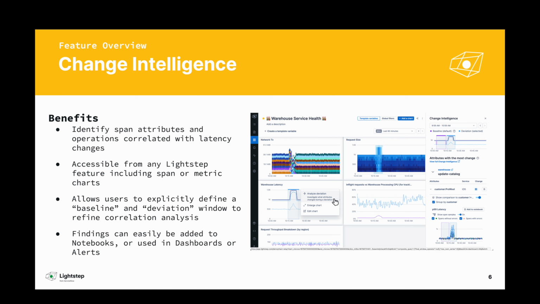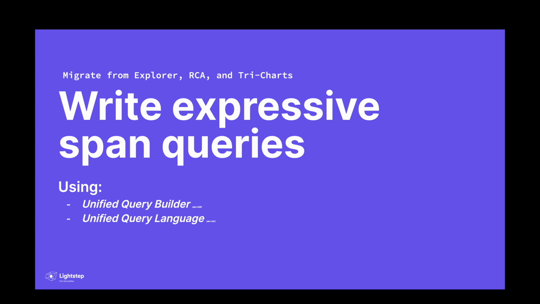Then, Lightstep will get to work searching across your stack to find the operations and attributes that are statistically correlated to the change you're investigating. Each finding can be easily added to a notebook for further investigation or used in a dashboard or alert condition. Now that we've explored each of our unified core features, we can walk through each updated workflow so that you feel comfortable migrating from Explorer, RCA, and Streams Tri-Charts.